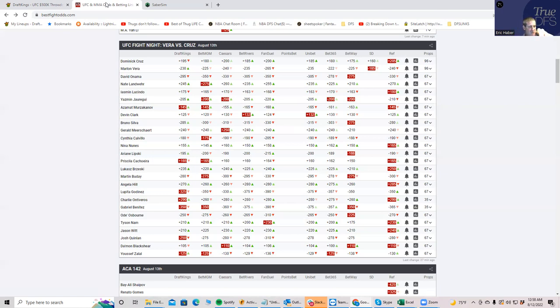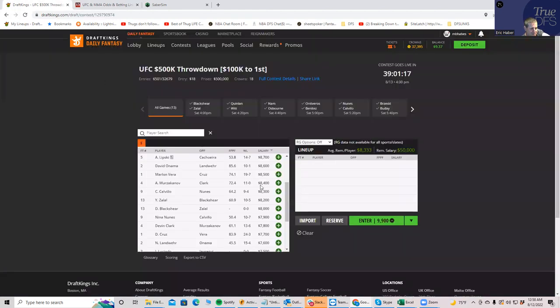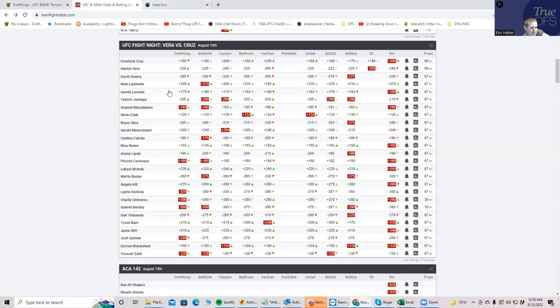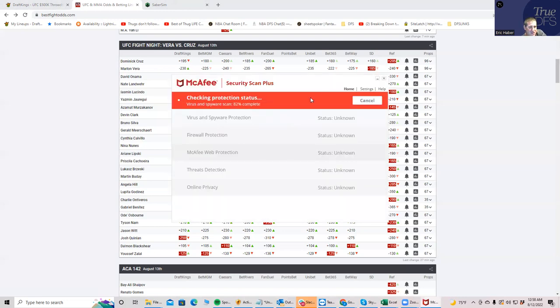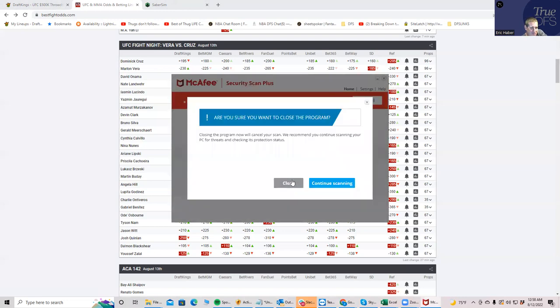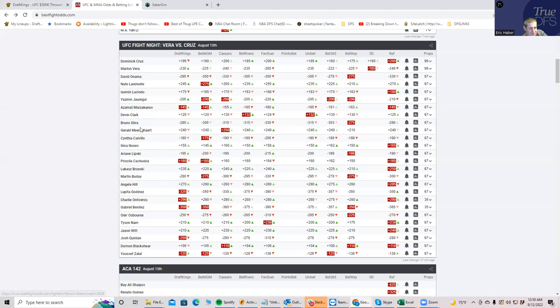So Silva Meerschaert, I already went over the inside the distance prop for Silva. It's extremely strong. It's minus 165 for him to win by TKO, and he's a minus 300 favorite, and he's 9,200. And is he 9,200 exactly? Yeah, 9K actually makes sense, totally reasonable. But yeah, Gerald Meerschaert is a finisher, man. If he wins this fight, he's going to be in the optimal. That's just the bottom line here.